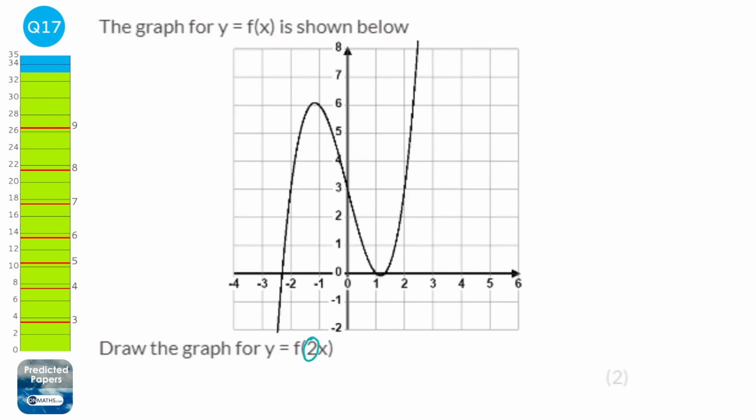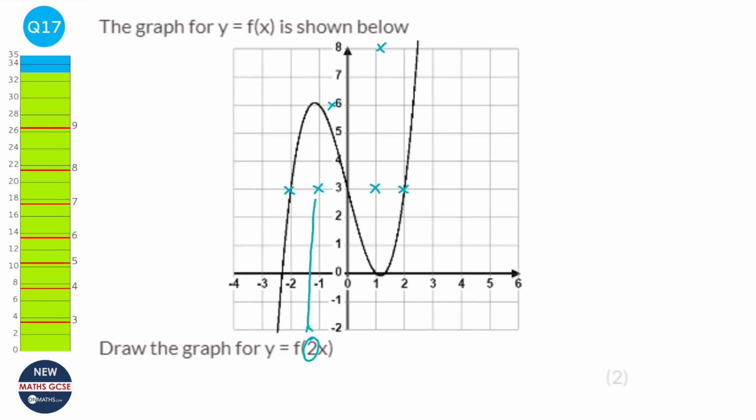When we have a times 2 inside the function, so it's 2x, it actually does the inverse to the x coordinate. So it actually divides all the x coordinates by 2. So if we see this coordinate here, which is 2, 3, that will now become 1, 3 on our graph. Okay, and this one here is at -2, 3, that will be -1, 3. And similar to all of these points, so we're just dividing each of the coordinates by 2, we're halving each of the coordinates.